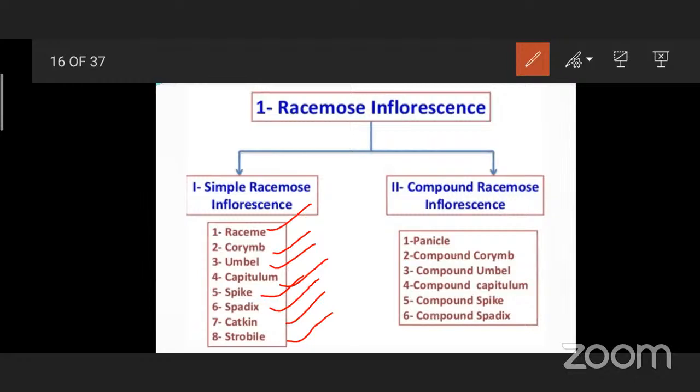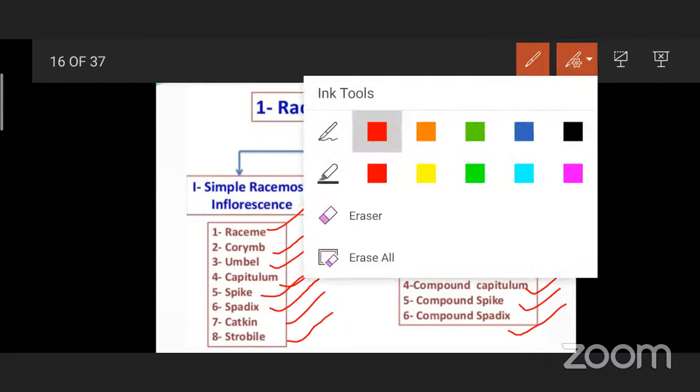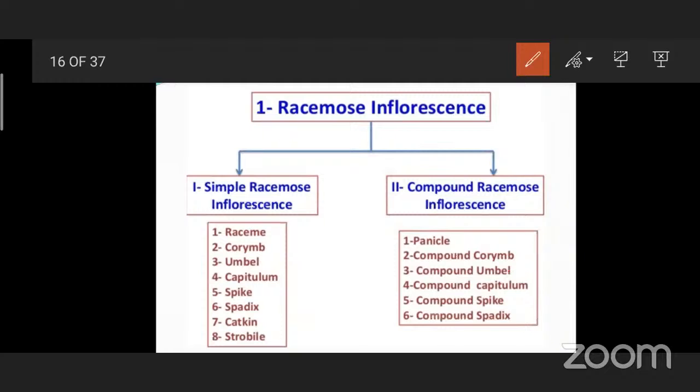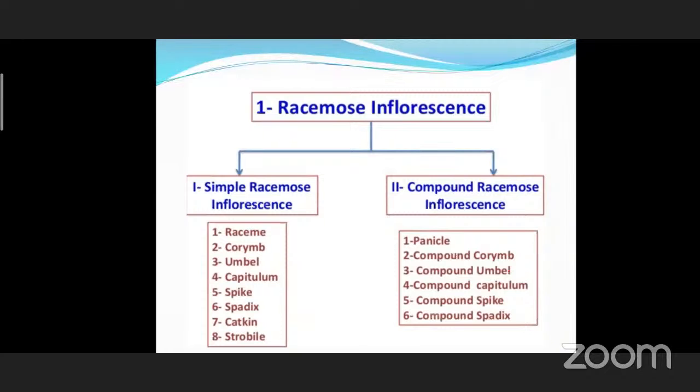And the second one, compound racemose inflorescence. Several subtypes are there. First one, panicle type. Second one, compound corymb. Third one, compound umbel. Fourth one, compound capitulum or head inflorescence. Fifth one, compound spike. And sixth one, spadix. This is the racemose inflorescence in 2 types. First one, simple racemose inflorescence. Second one, compound racemose inflorescence.